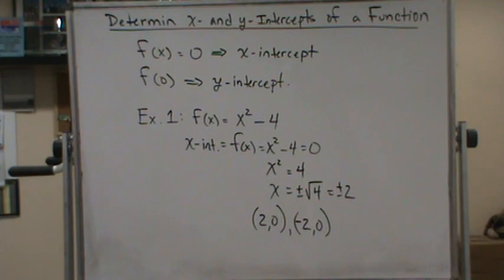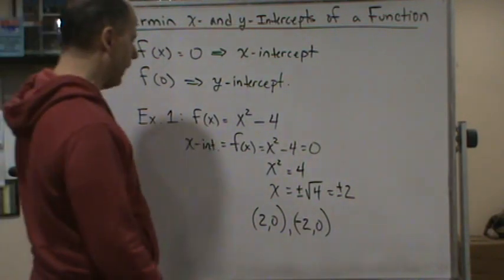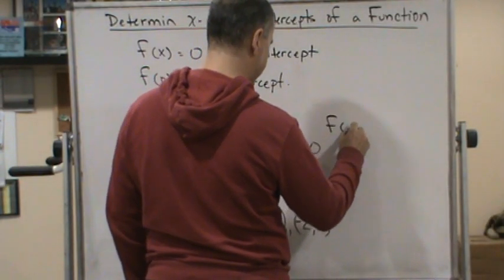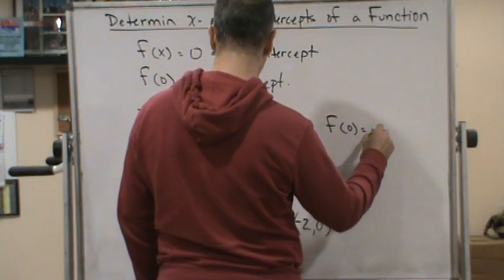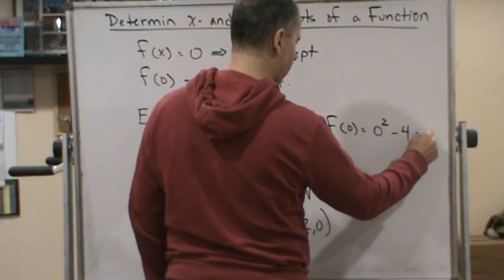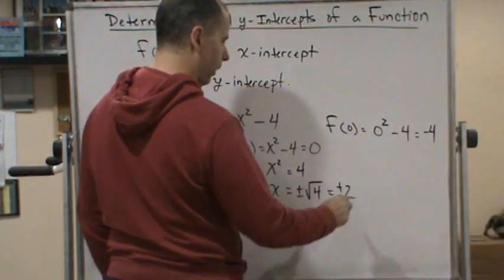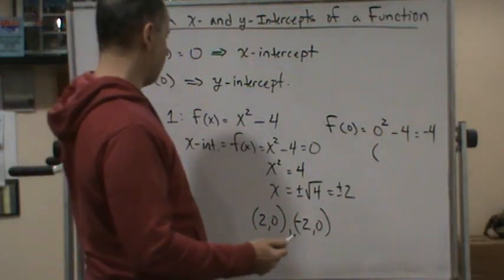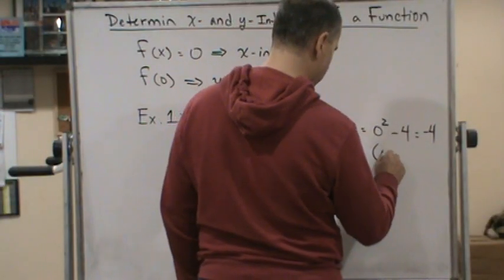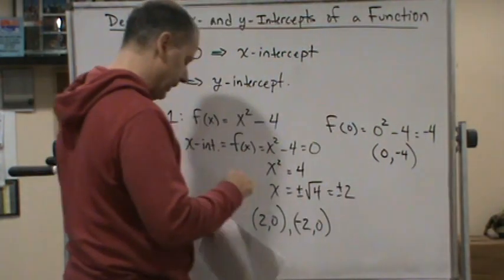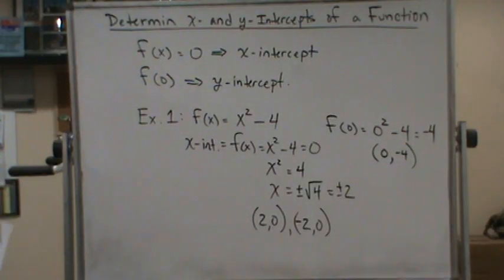So in this case we have two x-intercepts. Now, what about the y-intercept? Well, if we take f of 0, which equals 0 squared minus 4, which equals negative 4, that means we have a y-intercept at 0 comma negative 4. So there is a y-intercept as well.